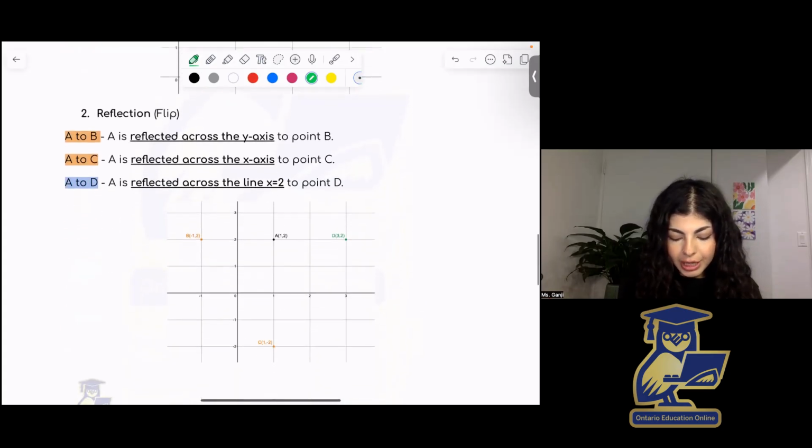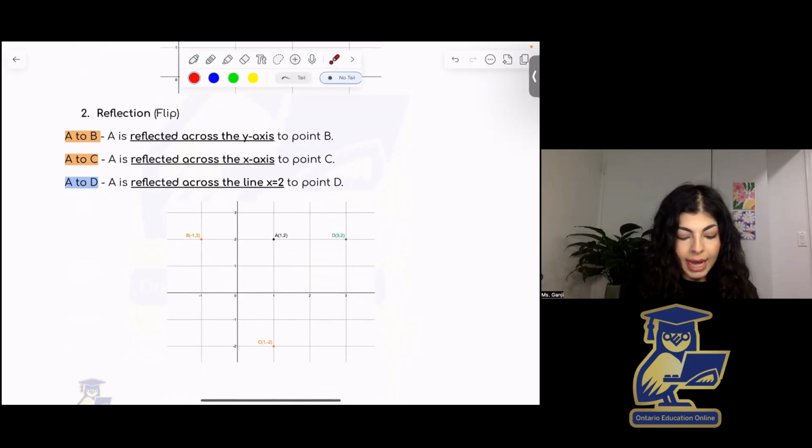Next, for reflection here, we have some examples that I've shown you. So the first example is when A is reflected across the x-axis and the y-axis. So in B, we have that reflection across the y-axis. You see that this is 1 apart. This is also 1 apart. And for C, which is the reflection in the x-axis, we have that distance of 2 and distance of 2.